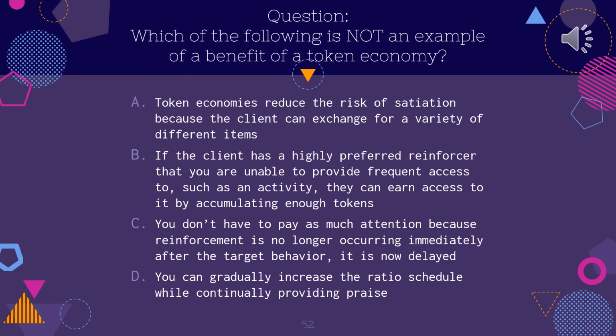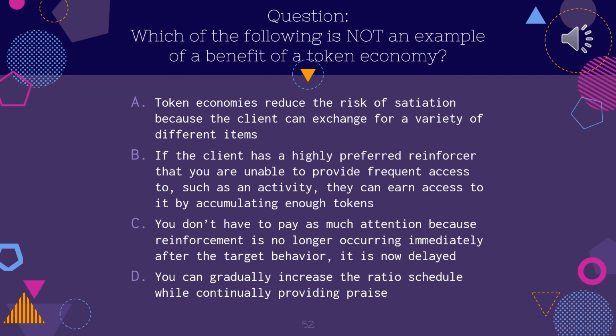Question: which of the following is not an example of a benefit of a token economy? A. Token economies reduce the risk of satiation because the client can exchange for a variety of different items. B. If the client has a highly preferred reinforcer that you are unable to provide frequent access to, such as an activity, they can earn access to it by accumulating enough tokens.